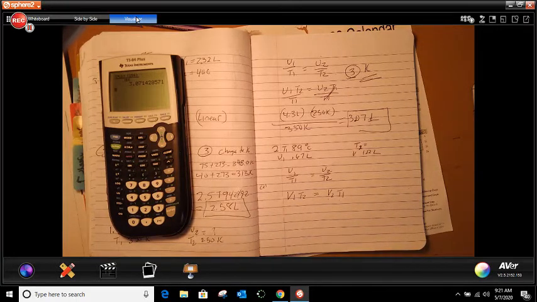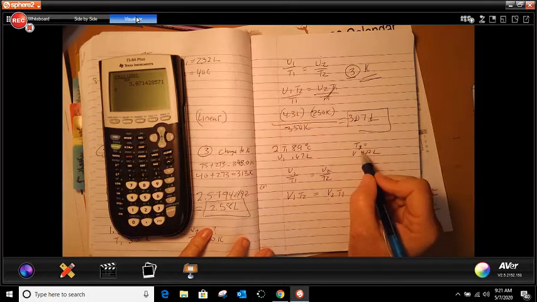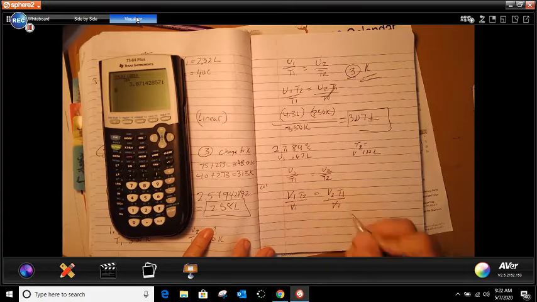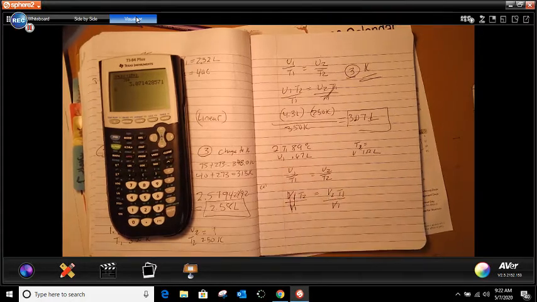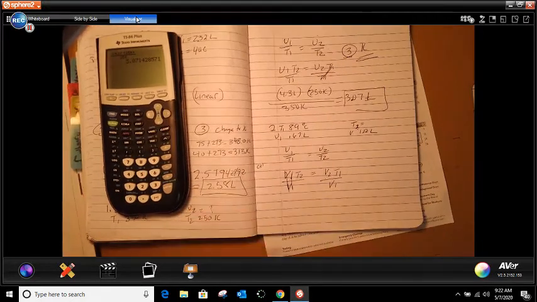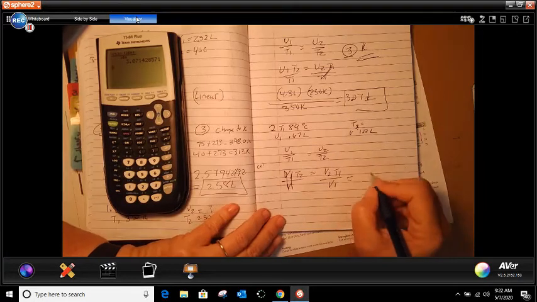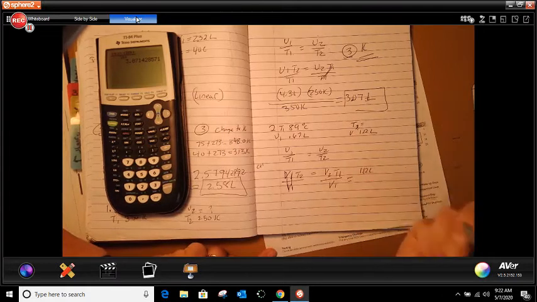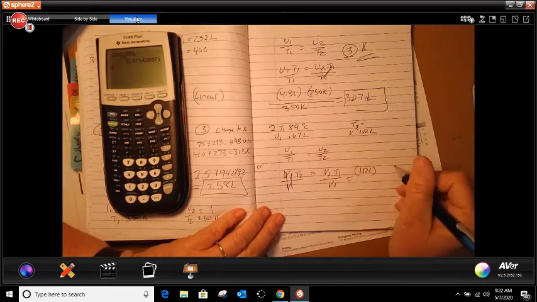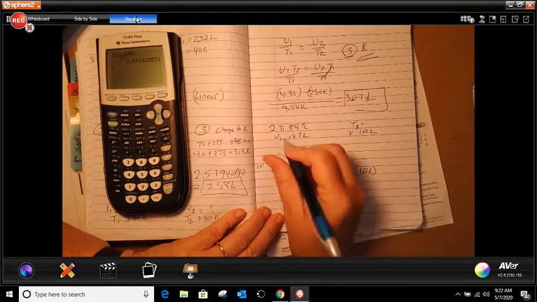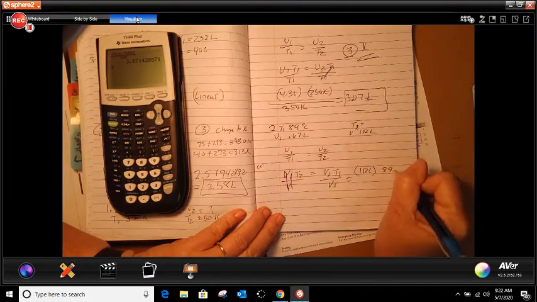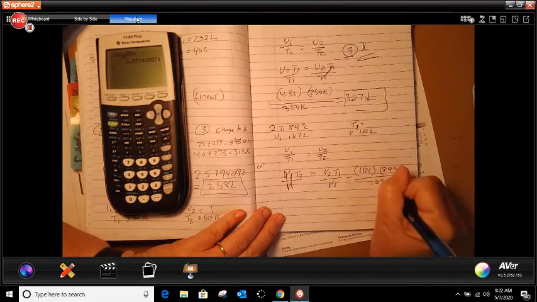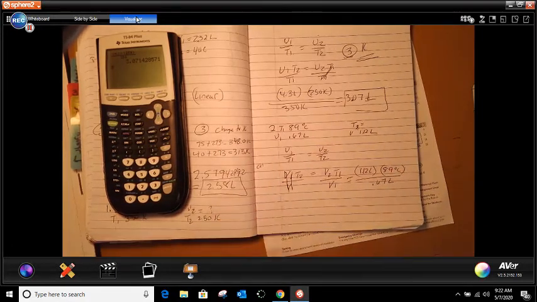So now I say, all right, T2 is what I'm missing, so I'm going to divide both sides by V1. And if I do that, T2 is by itself. Now I'm going to plug in my numbers. My V2 is 1.12 liters. I'm going to multiply that by my T1, which is 89 degrees Celsius, and divide that by 0.67 liters, which is my volume 1.